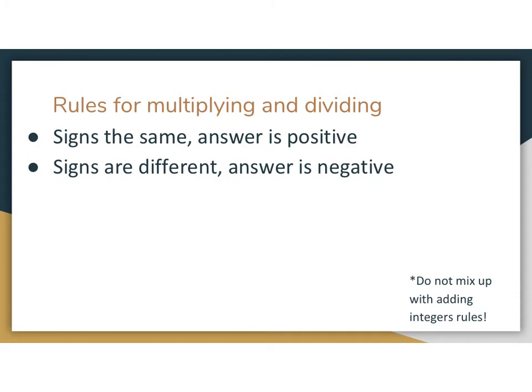So our rules for multiplying and dividing integers are: if the signs are the same, our answer is positive, and if the signs are different, the answer is negative. So please go ahead and click pause and copy those down for me.